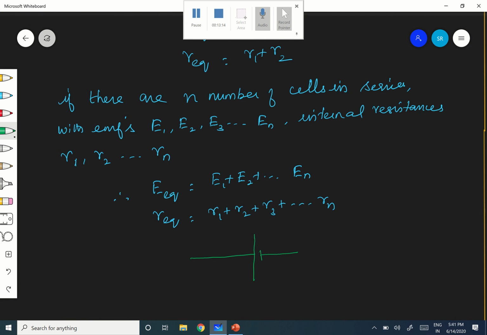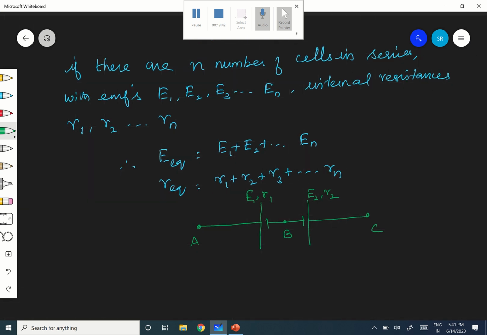Now what am I going to do? Here it is fine: E1, R1. But how am I going to connect the second cell? Like this I am going to connect. So it is E2, R2, and the points are A, B, C.